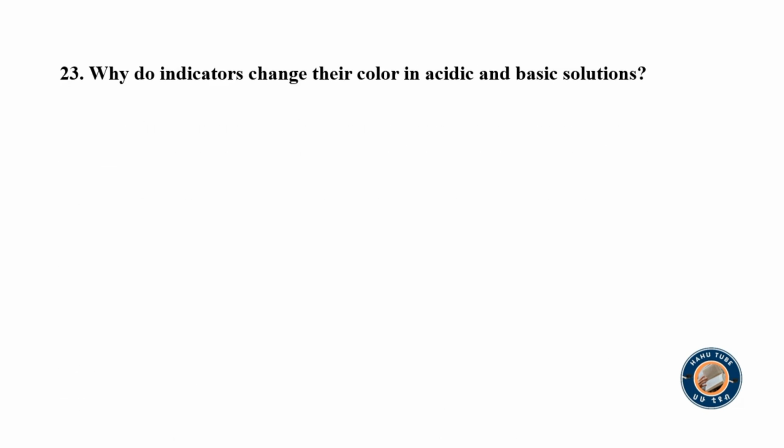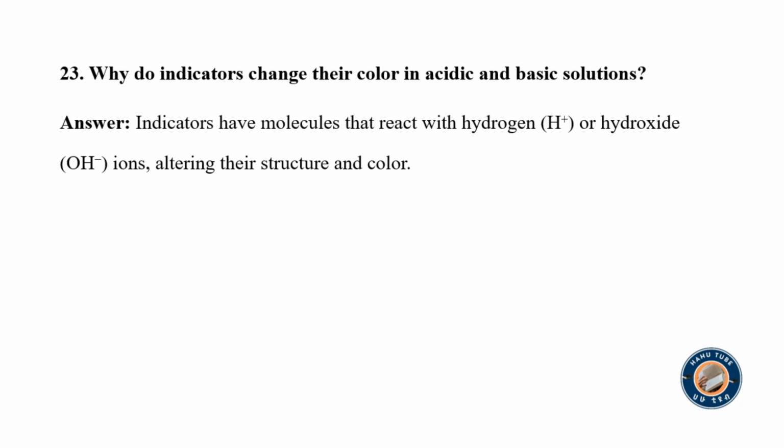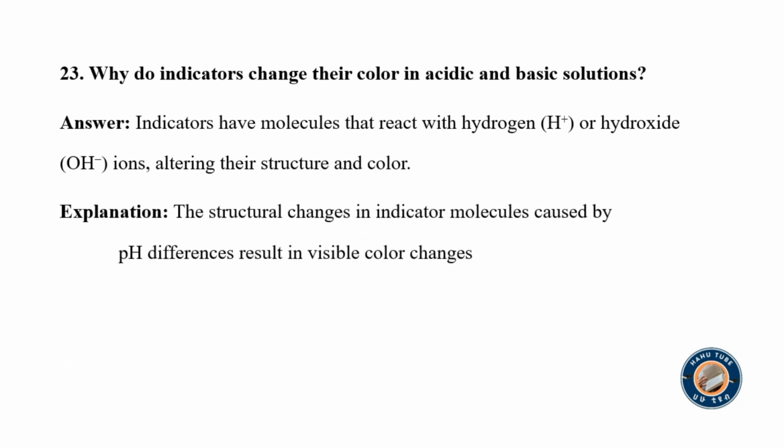Question number 23. Why do indicators change their color in acidic and basic solutions? The answer is indicators have molecules that react with hydrogen ions or hydroxide ions, altering their structure and color. The structural changes in indicator molecules caused by pH differences result in visible color changes.